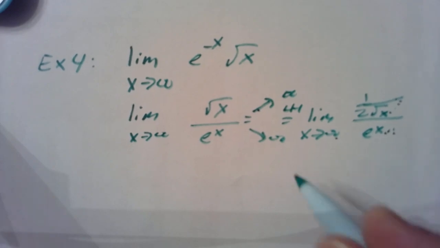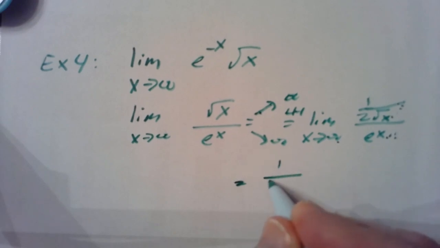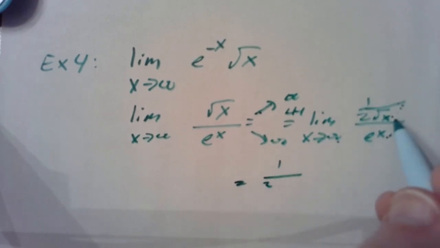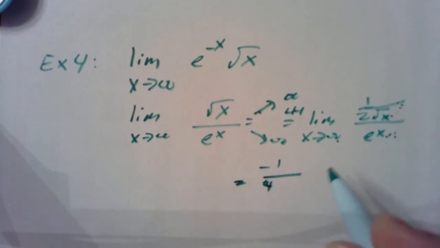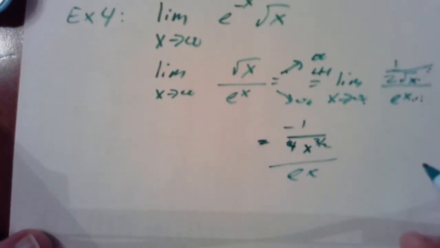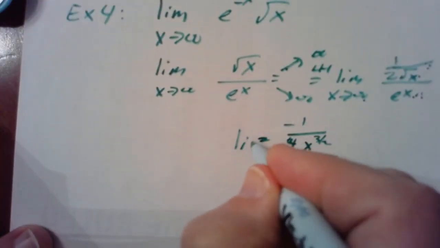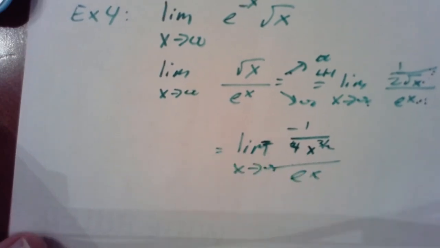So we'll try it again. So that would be a negative 1/2 power. So if I bring the negative 1/2 power, this is going to be a negative 1/4 power. And then I've got to subtract 1, so that would be x to the 3/2 all over e to the x. And this is still my limit as x goes to infinity. So this is just looking crazier and crazier.